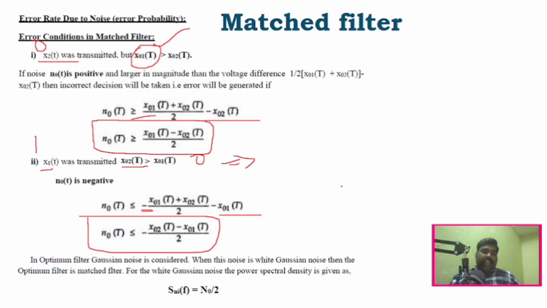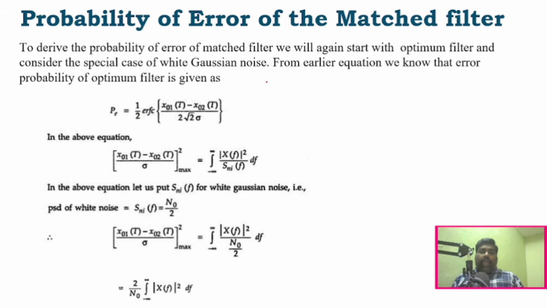And the power spectral density of noise for Gaussian noise is given by N0 divided by 2. Now, to derive the probability of error, we will take the probability of error of the optimum filter. So this is the general expression for the probability of error of the optimum filter.